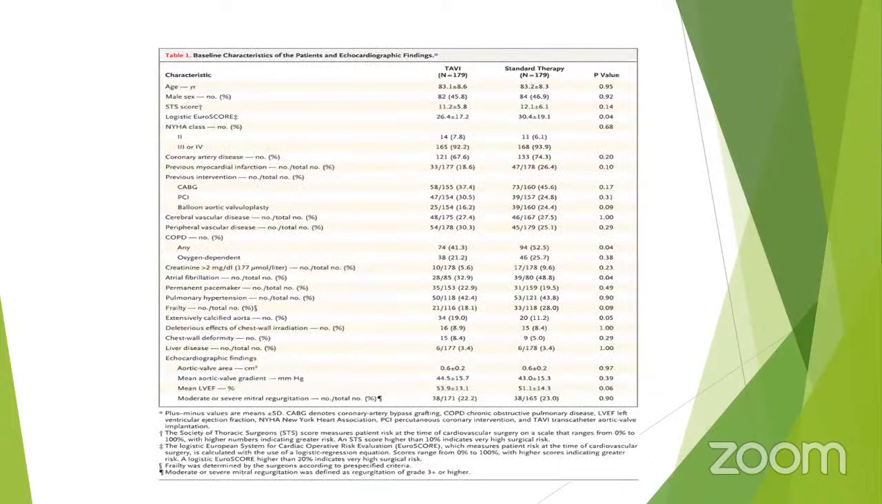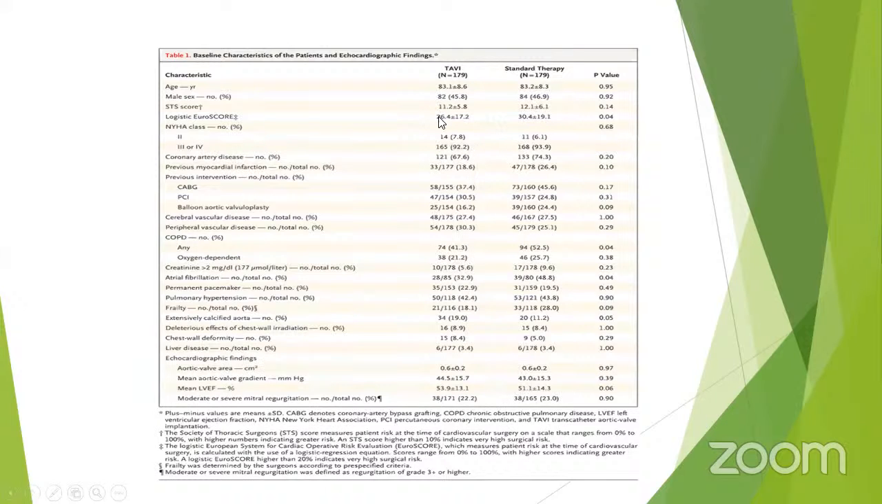So the baseline characteristics, as we can see here, are fairly similar between the two groups, the TAVI and the standard therapy group. There were 179 patients in the TAVI and 179 in the standard therapy group. The mean age was 83 in both groups. The male sex contributed to 45% in the TAVI group and 46.9% in the standard group.